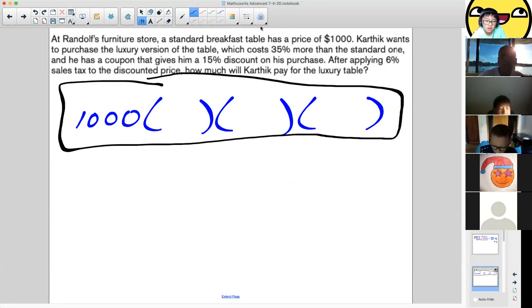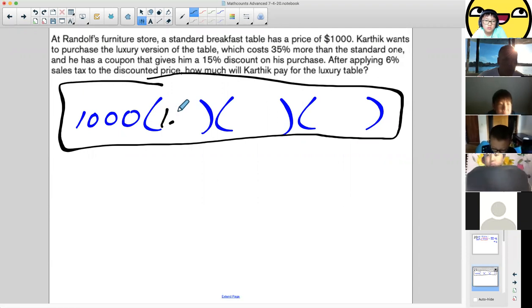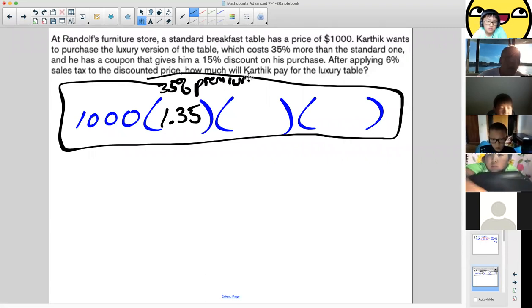Okay, I would like for someone, please, and I'm going to call on Ethan. Ethan, can you give me the first factor that we need to multiply it by, which represents the 35% increase? 135%. Yeah, but you can't write that as a number. I need that as a number. 1.35. Does everybody agree with that? This is a 35% premium.